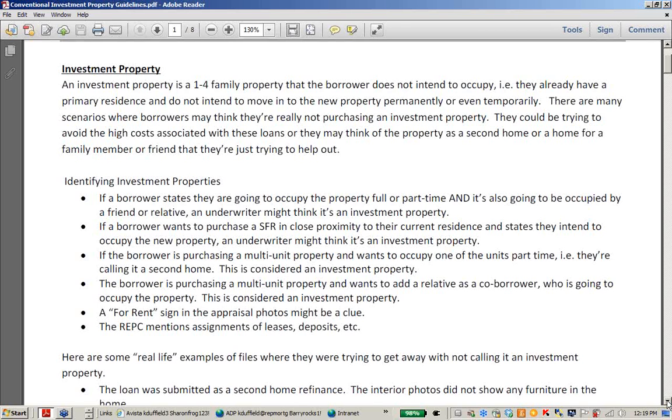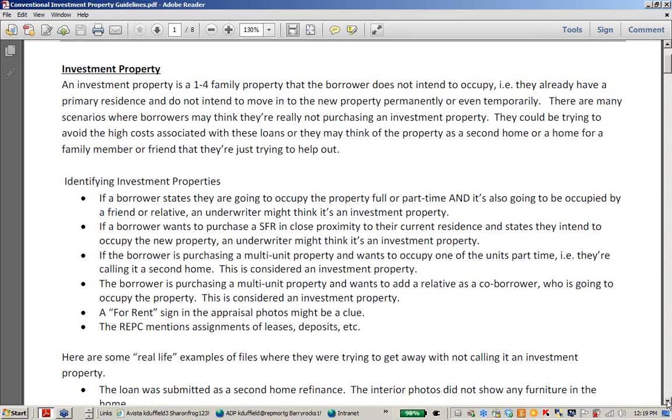You may have a borrower who wants to purchase a single-family home in close proximity to their current residence, and they state they're going to occupy this new property. An underwriter is probably going to think that this new property is an investment property. In order for it not to be, there would have to be something in that scenario that would make sense. But most of the time, they're going to think that's an investment property.